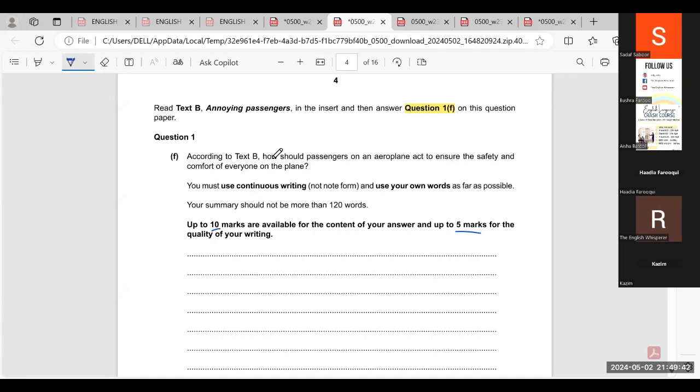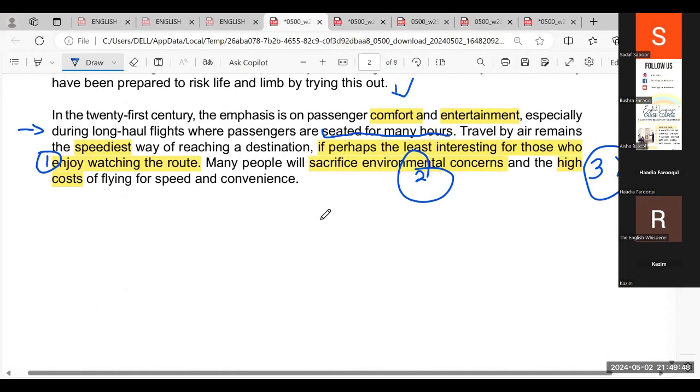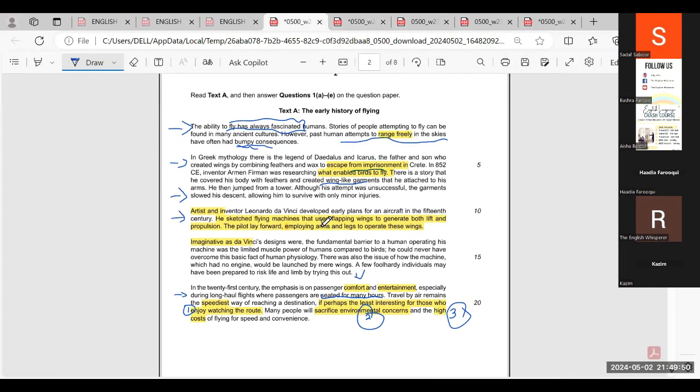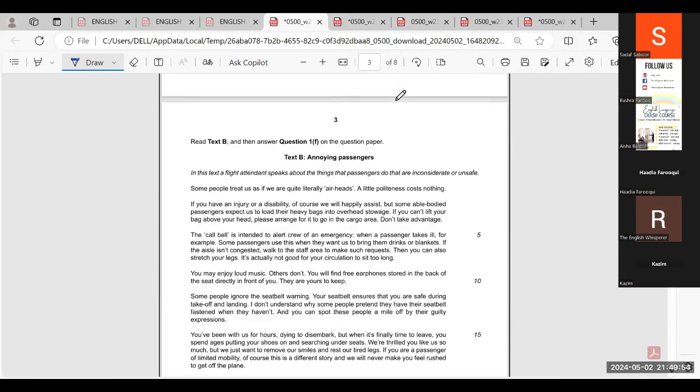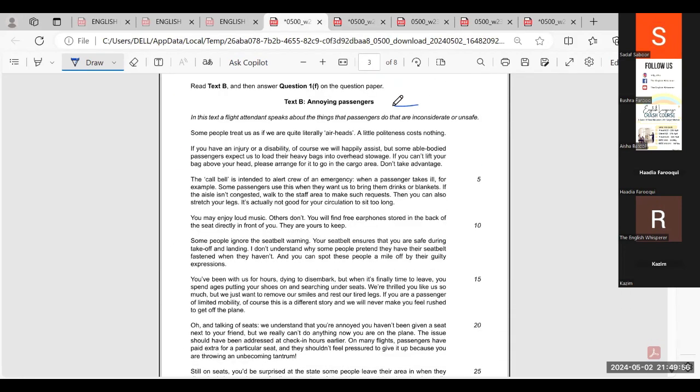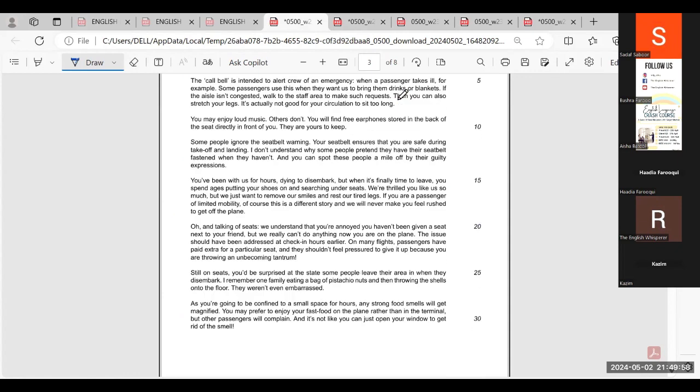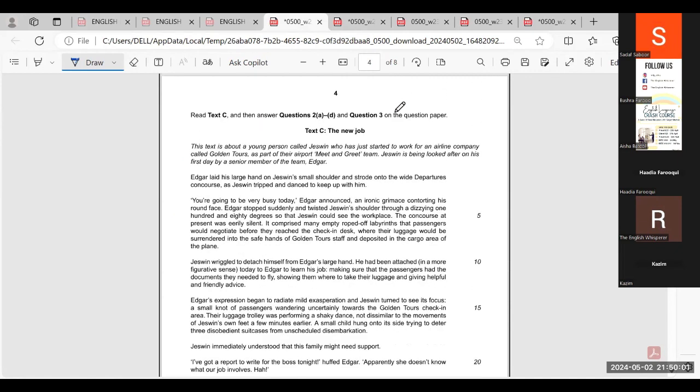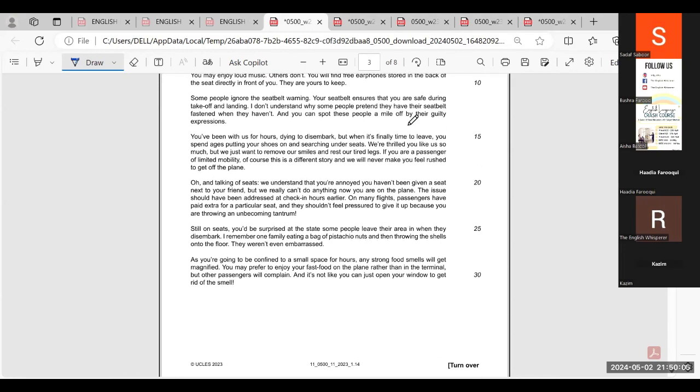Now we come to this summary. The summary text is text B. If you noticed, all the texts are always sort of connected. If this one is about actual flying, the history of flying, this is also about people who are flying, passengers on an airplane. And text C will also be airport related. So they're more or less the same.